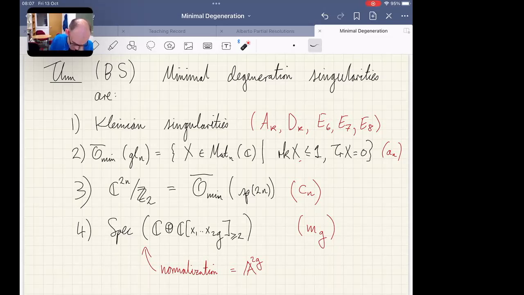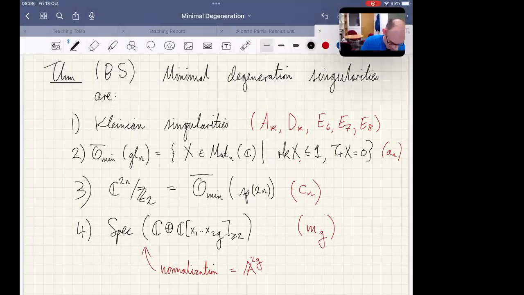The second class of examples is just if you take the minimal nilpotent orbit inside GL_n and take its closure, then this is also a quiver variety. So this, of course, you can just realize as a quiver variety with 2 vertices and n edges between them. So that's also on the list.